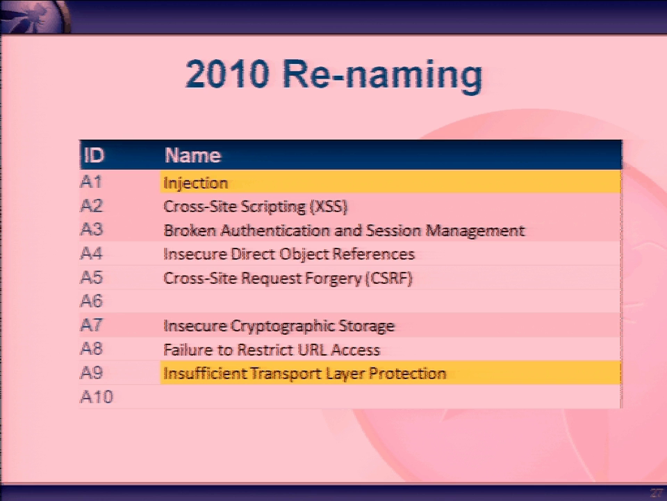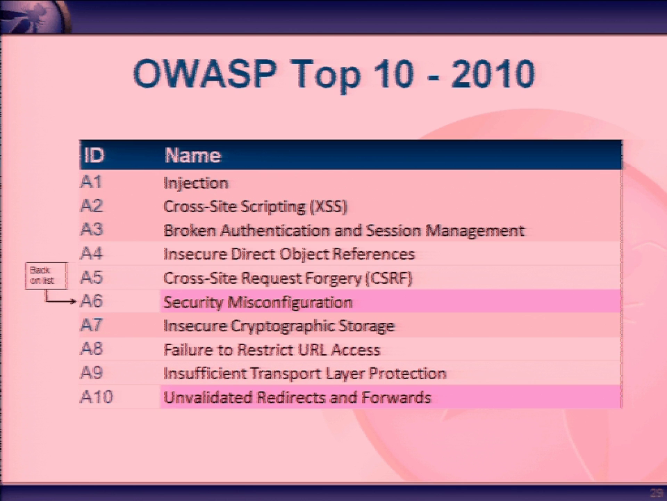So then they rename a couple of things. Again, these are minor renamings, but they still rename a couple of things, and they add a couple of new things on the list. And like with the CWE, in 2010, security misconfiguration comes back on the list. That was on the list in 2004. It was off the list in 2007.